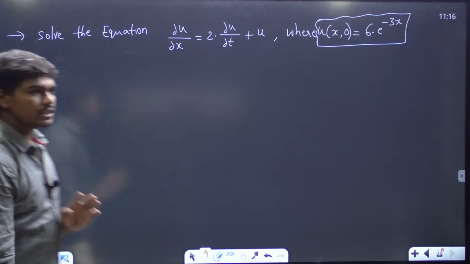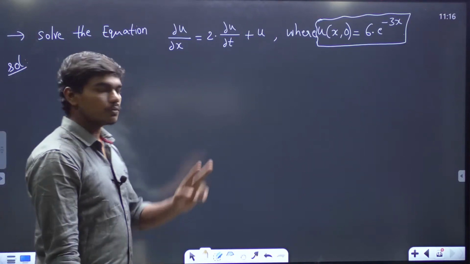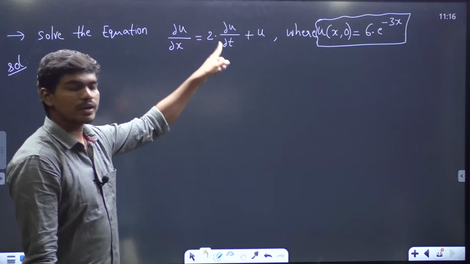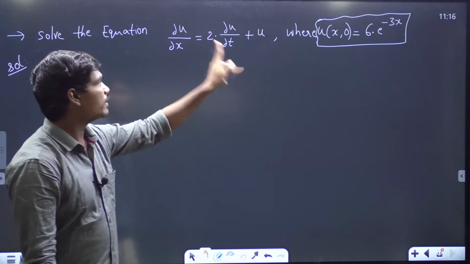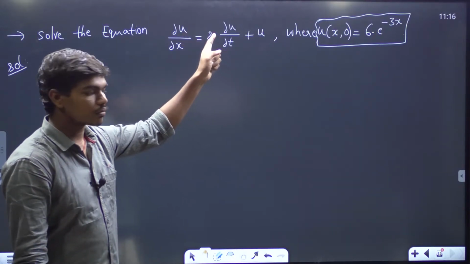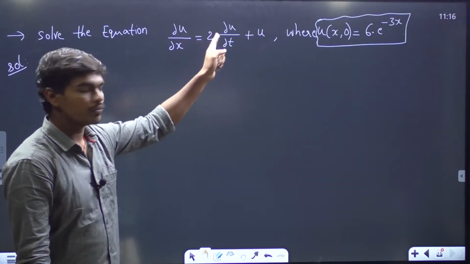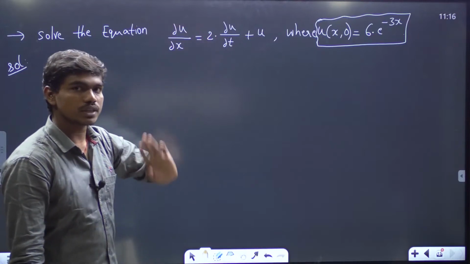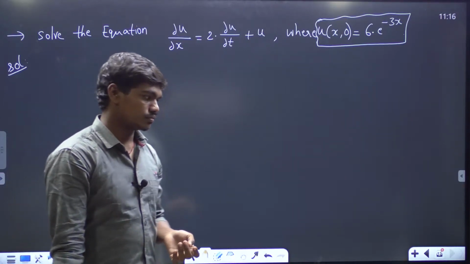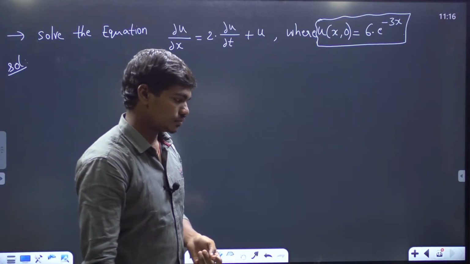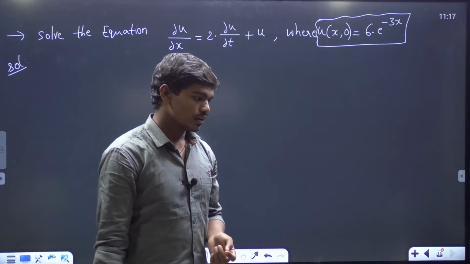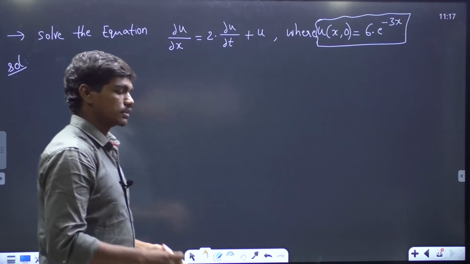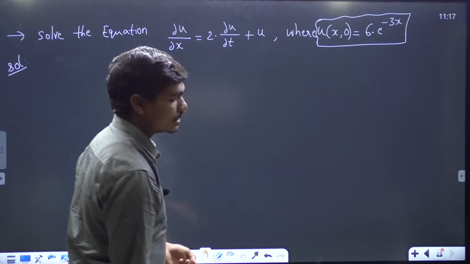Now, one thing is very clear: there are two terms involved here, dou u by dou x and dou u by dou t. If these are involved, on how many variables is u depending, and what are they? Please tell me, all of you. Two, and x comma t. Yes, all of you are correct.